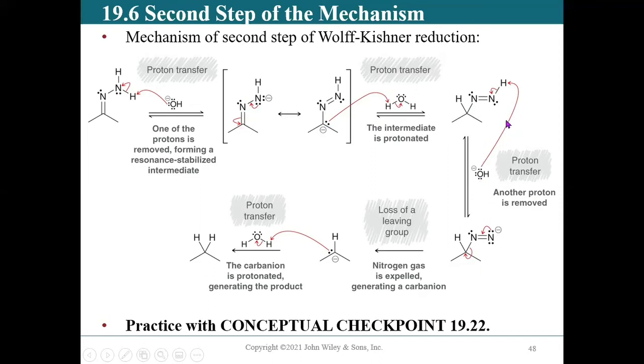Another proton transfer: this proton is taken away by some base, producing this N to N double bond, and then this N has a negative charge. This negatively charged nitrogen can produce this N to N triple bond, and then that becomes a good leaving group, which means N2 gas. Then we will have this carbon anion. So this carbon anion finally abstracts a proton from water and produces the alkane.